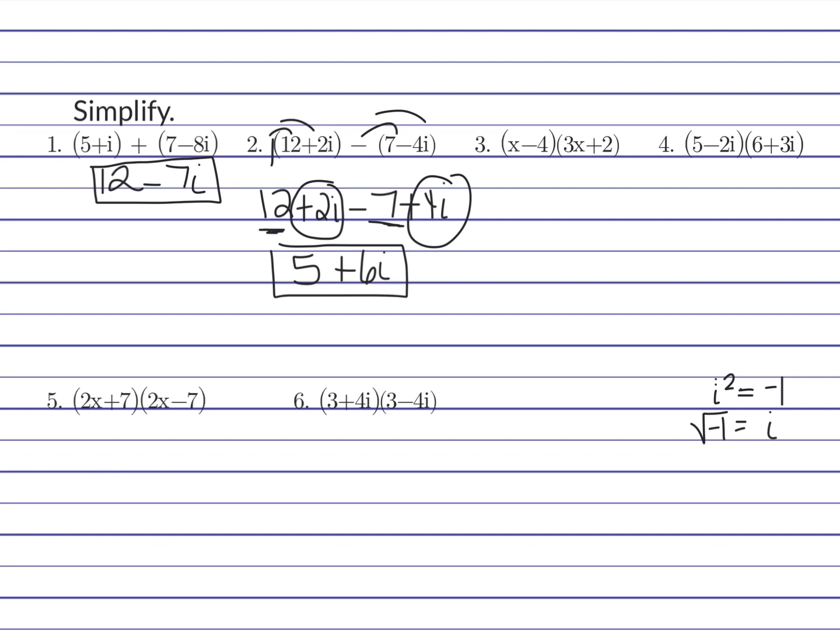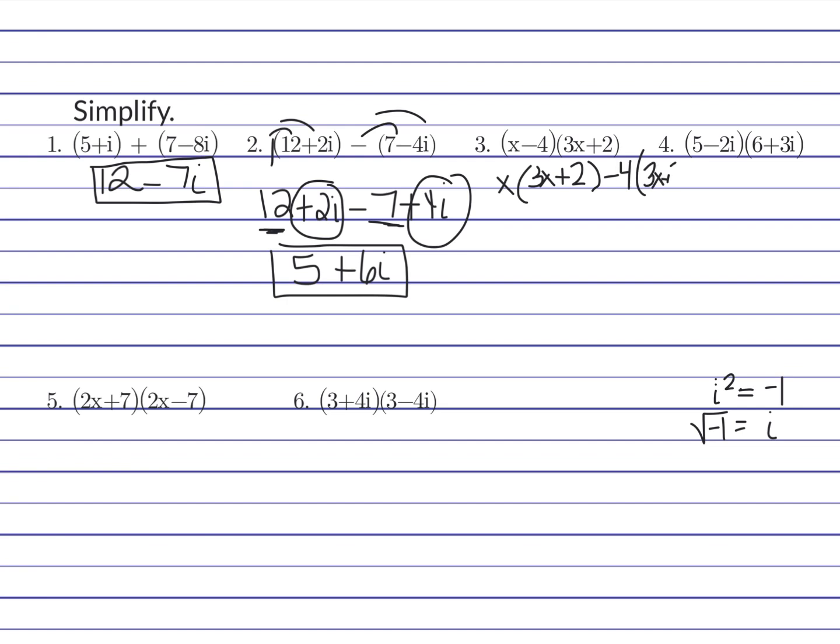Now the next problem, on purpose, I did not put a complex number here. I put just regular 2 binomials being multiplied. This was addition, this was subtraction, this is multiplication. So when we multiply, remember, we're going to distribute. We're going to take the first term, x, and distribute it to the second binomial. And then we're going to take the second term, -4, and distribute it to that second binomial.